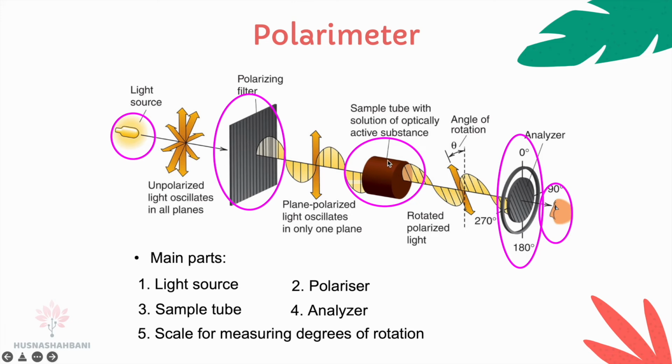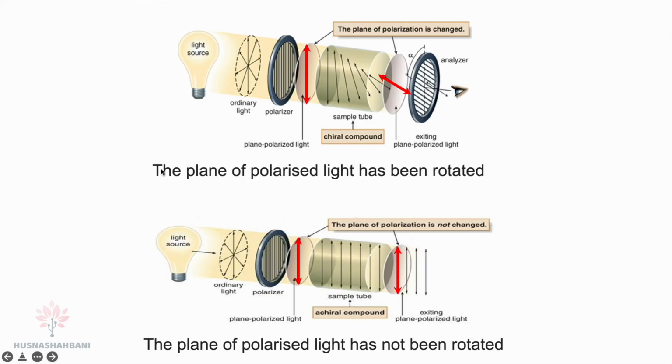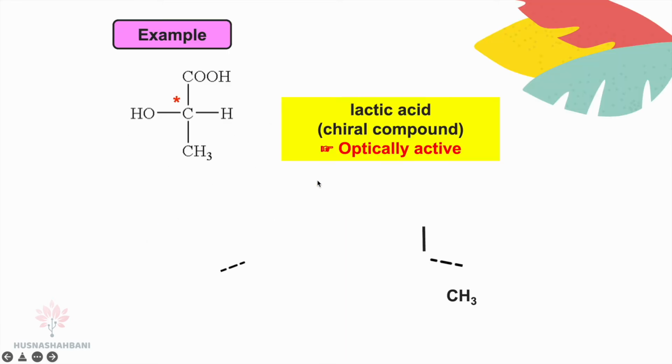If it has a chiral compound, or if it has a chiral carbon, the polarized light can be rotated and will be analyzed by the analyzer. The angle can be analyzed by the analyzer. So the plane of polarized light has been rotated if you have a chiral compound in the sample tube. If it is a non-chiral compound, if the compound has no chiral carbon, the plane of polarized light has not been rotated, so it's not changed.